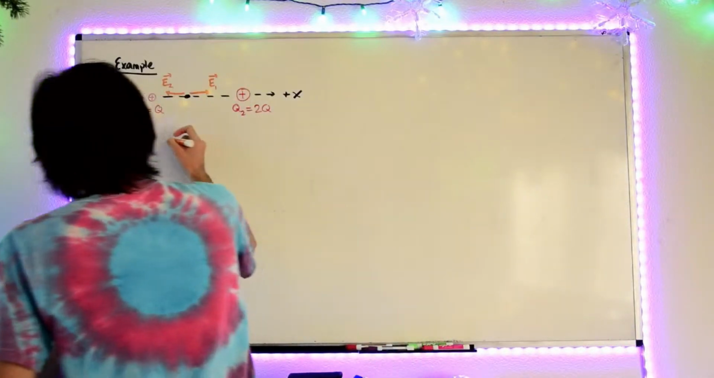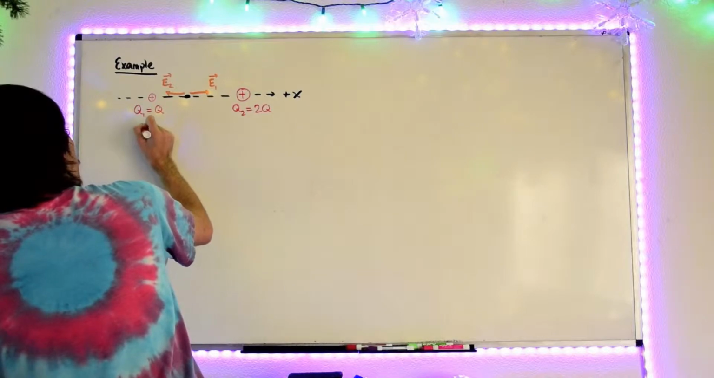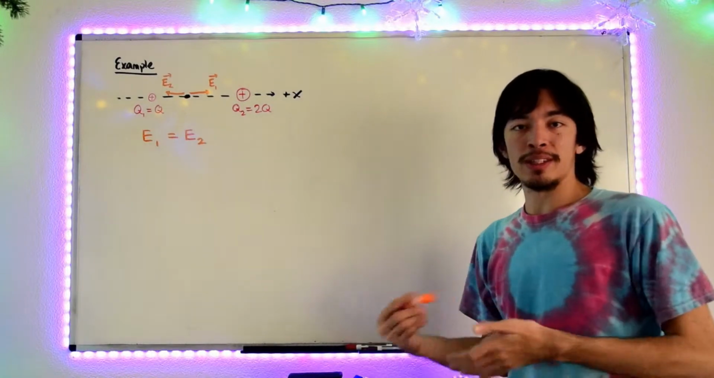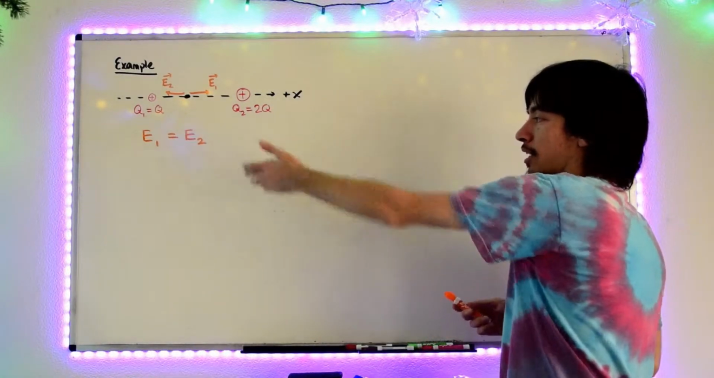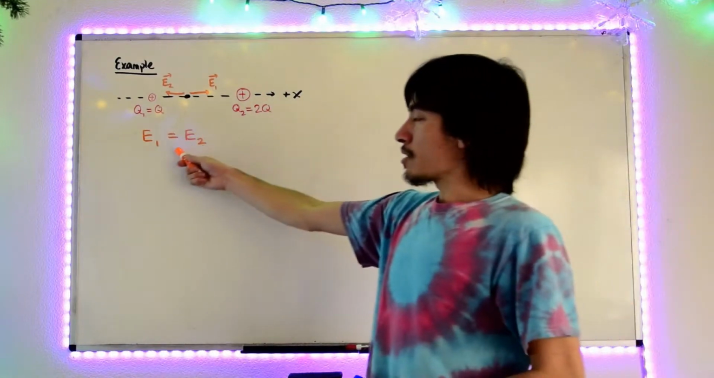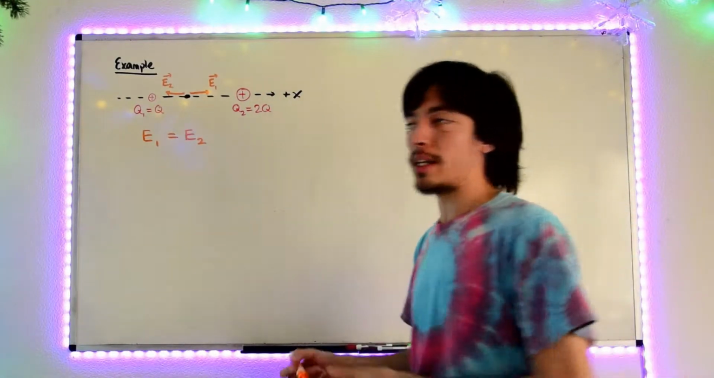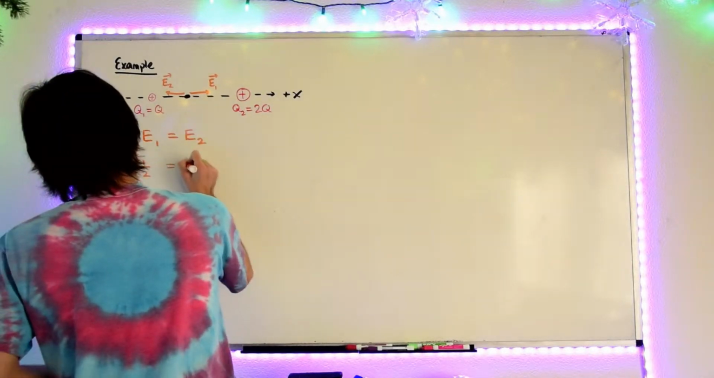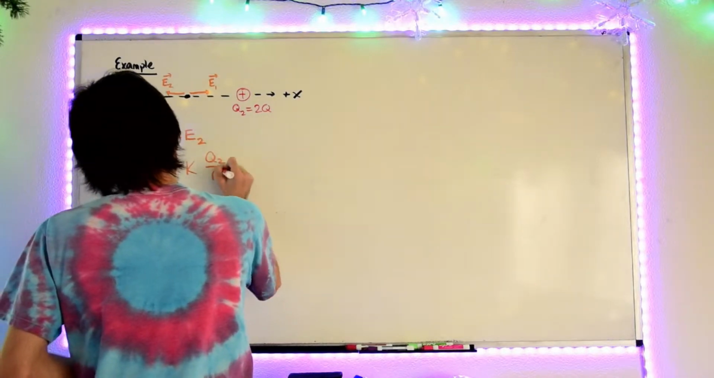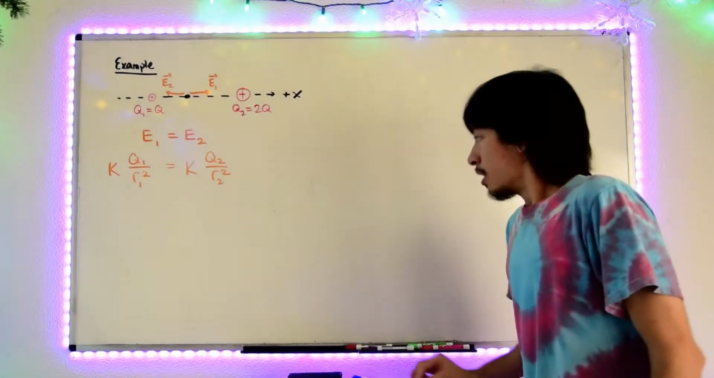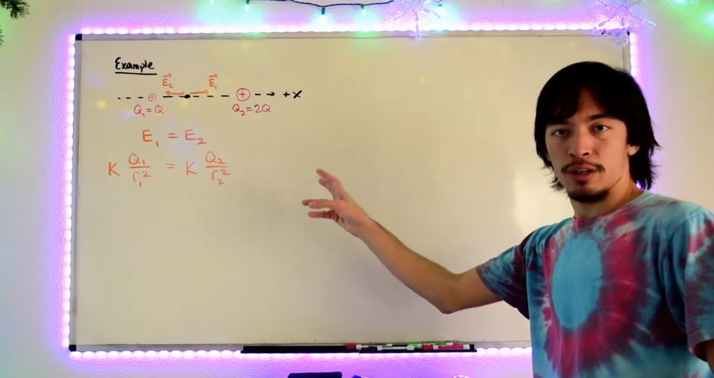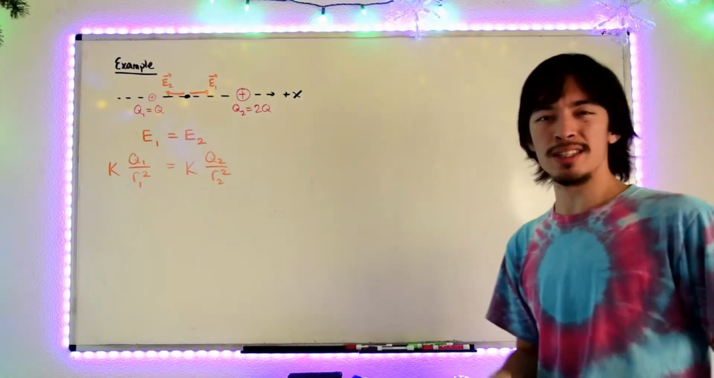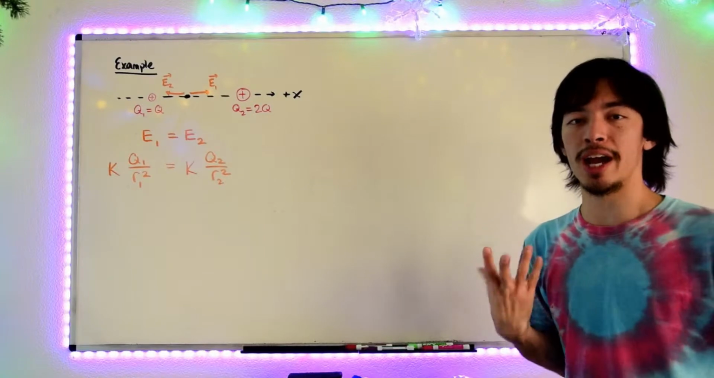You could just jump to saying that E1 equals E2. You could add the two up and set it equal to 0, but then you ultimately get that E1 equals E2. We can use this to write out what E1 and E2 equal. So kQ1 over r1 squared equals kQ2 over r2 squared. Now, we would just need to do a little bit of manipulation with this to solve it out. But assuming this works out, let's get a fair estimate of where our answer lies.